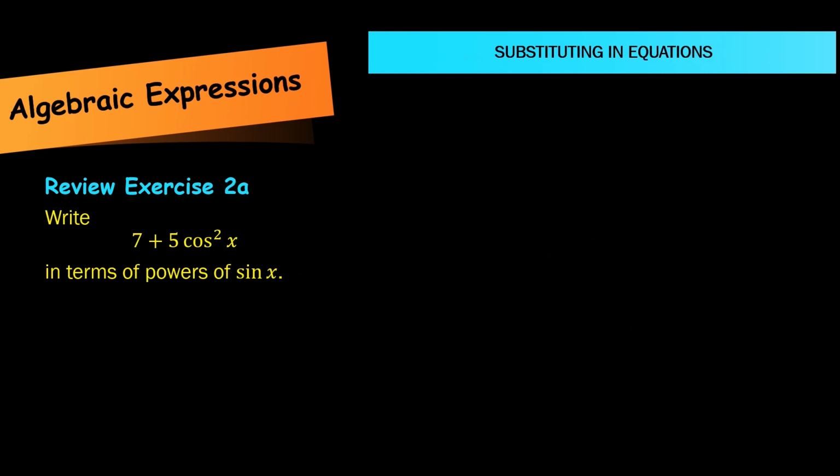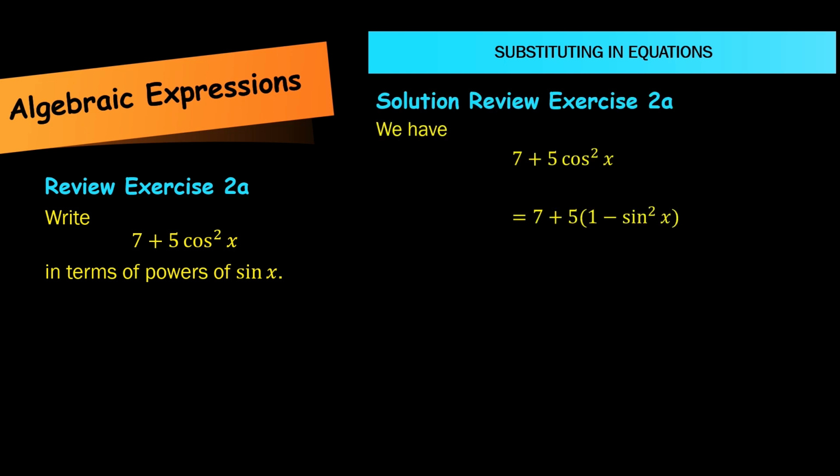Now let's have a go at review exercise 2 part A. We are required to write 7 plus 5 cos squared x in terms of powers of sine x. So let's solve this. If we replace cos squared x by 1 minus sine squared x, and then multiply out the brackets as shown, and finally tidy up, we have that 7 plus 5 cos squared x equals 12 minus 5 sine squared x.